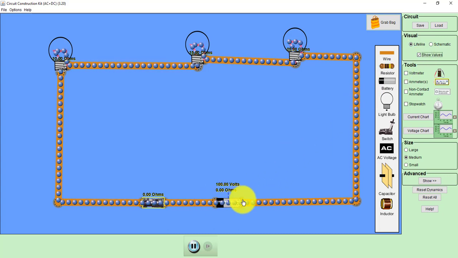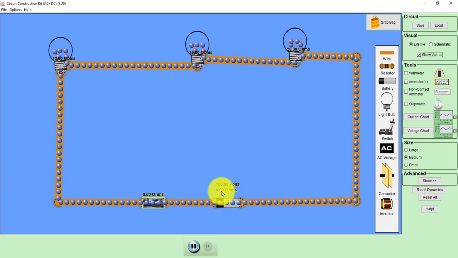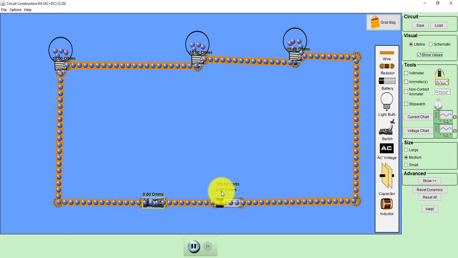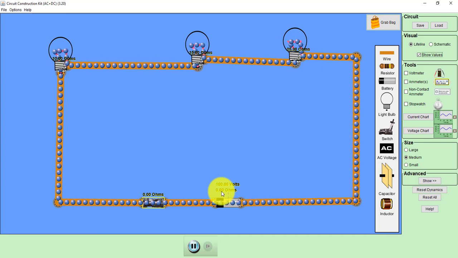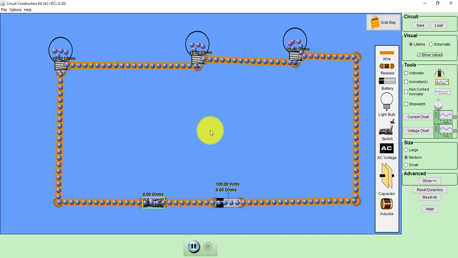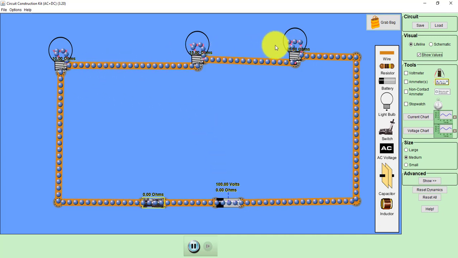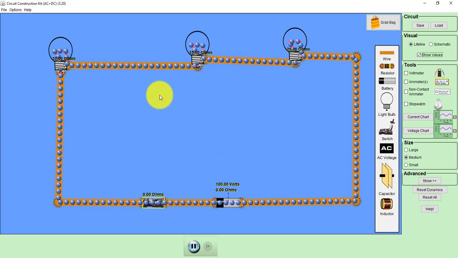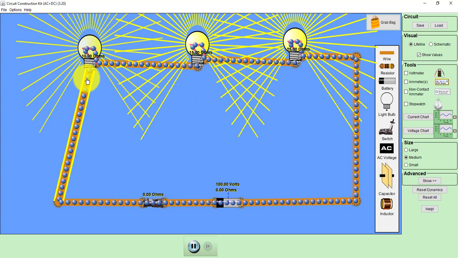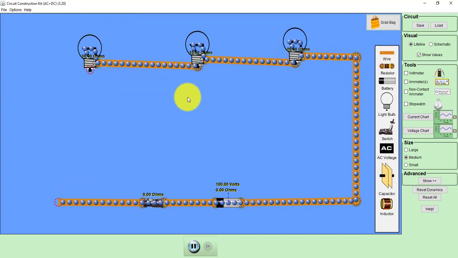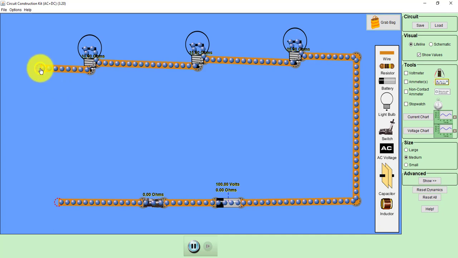Now we are assuming this is an ideal voltage source, so therefore its internal resistance is 0. Now let us check various characteristics. The first characteristic of a series circuit is that the current flowing through all the resistances connected in series is the same. Let us do one more thing. I will add one more wire here so that it will appear good.